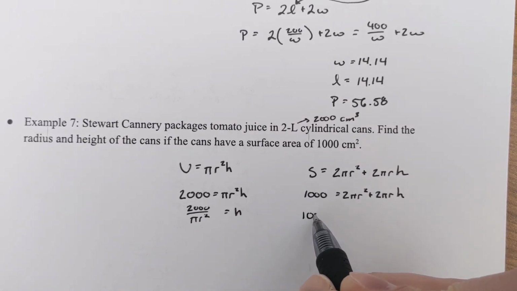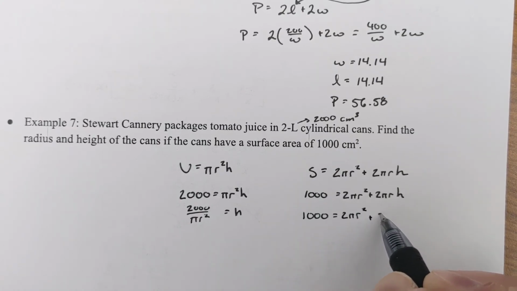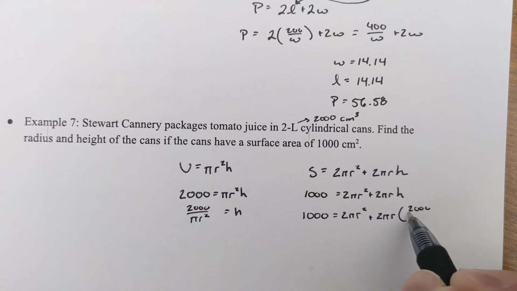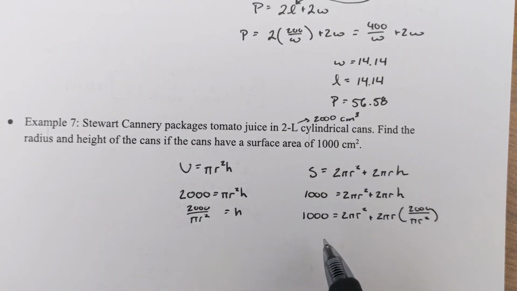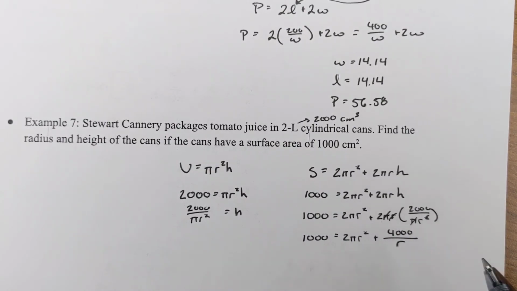So this equation becomes 1,000 equals 2 pi r squared plus 2 pi r, and instead of h, I'm going to have 2,000 over pi r squared. So 1,000 equals 2 pi r squared plus, since the pi's cancel, leaving me 4,000 in the numerator, 2 times 2,000, and on the bottom, r cancels one of the r's. So this is the equation that I need to solve.